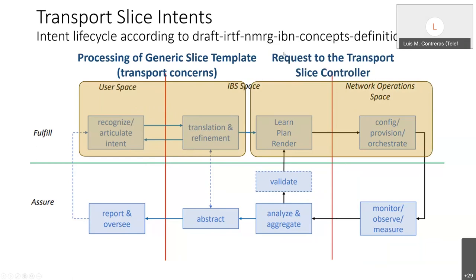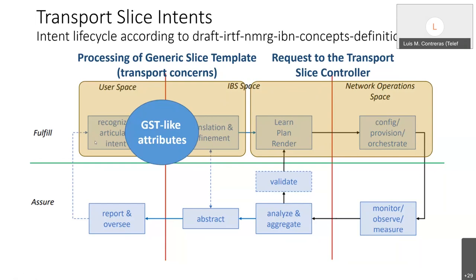So the processing and understanding of the slice template attributes that would come from the generic slice template, and another process basically for instructing the network, in this way, the transport slice controller, once these parameters have been processed and the request has been completely characterized.